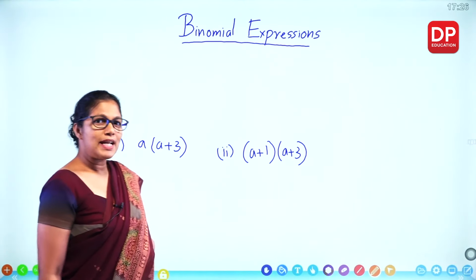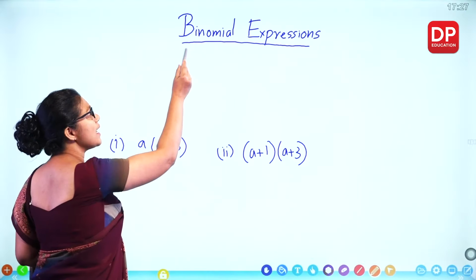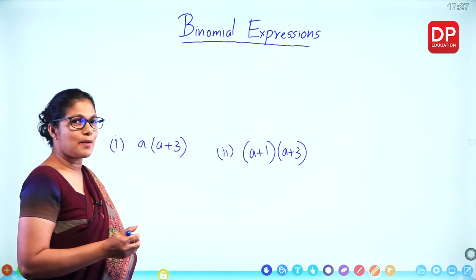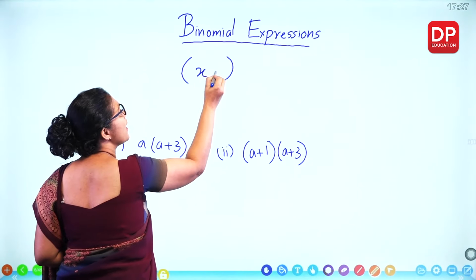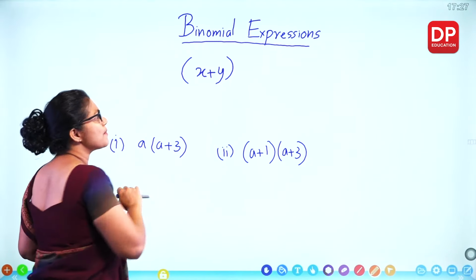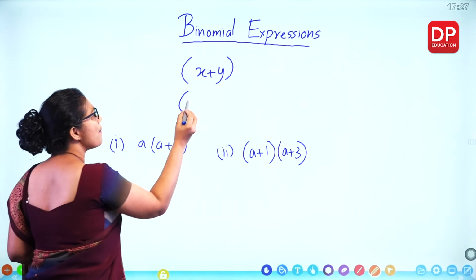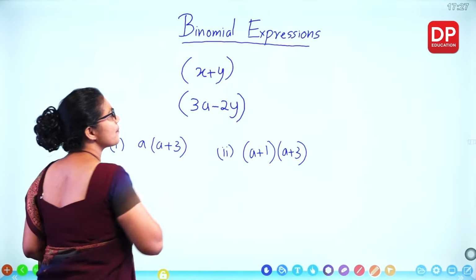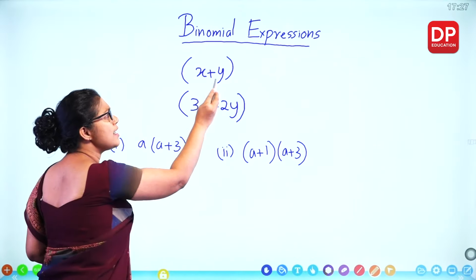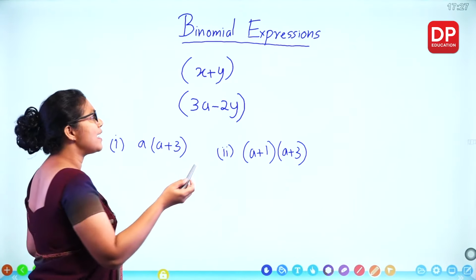So what are binomial expressions? By this we mean two terms. So we'll take an expression like this, x plus y. You get two terms. Another example, 3a minus 2y. So you can get any two terms with plus or minus.